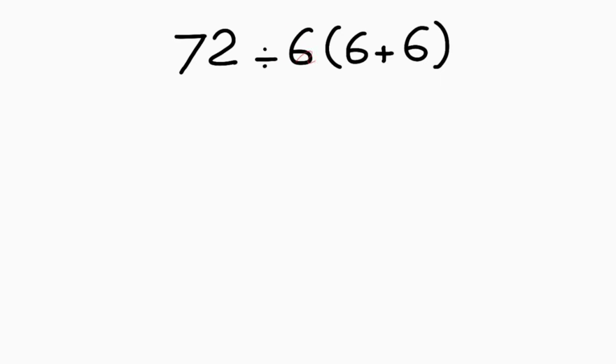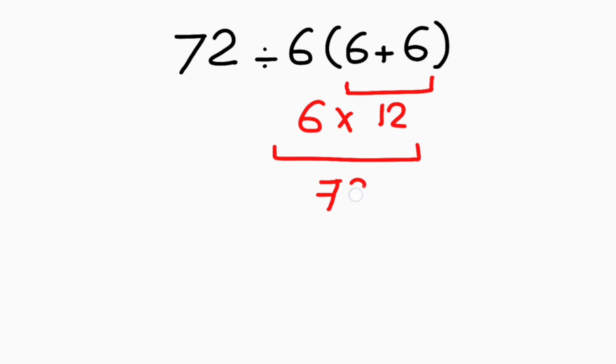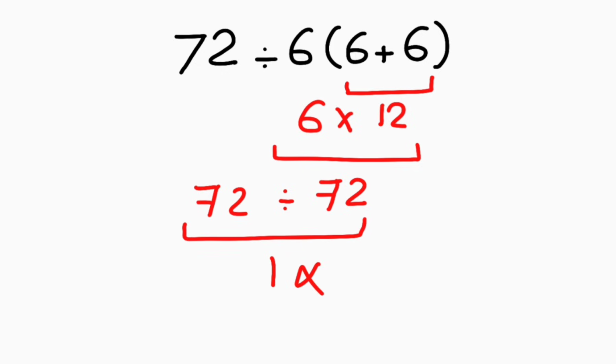72 divided by 6 times (6 plus 6). 6 plus 6 gives us 12. Now 6 times 12 gives us 72. And now 72 divided by 72 gives us 1. But this answer is not correct.